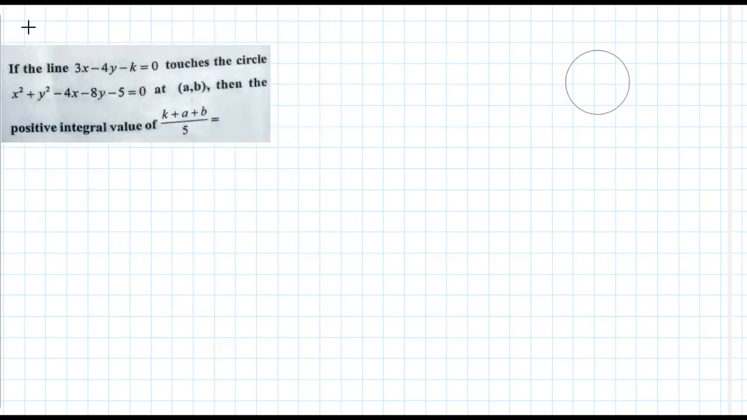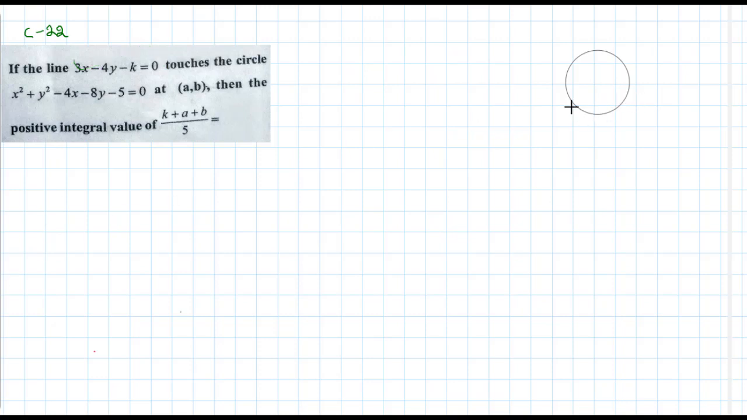Okay students, this is our next problem, I can call it C22. First of all, I want to read the problem. If the line 3x minus 4y minus k equal to 0 touches the circle x square plus y square minus 4x minus 8y minus 5 equal to 0 at (a, b), then the positive integral value of (k plus a plus b) by 5. What is given? This line is the tangent to this circle at (a, b).